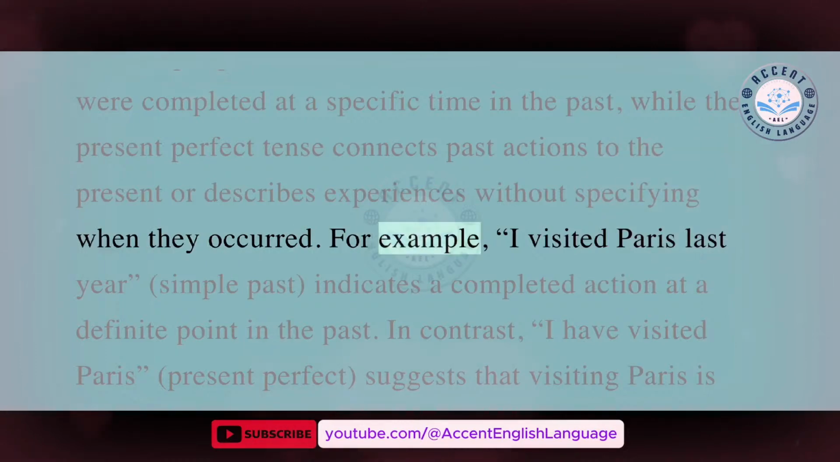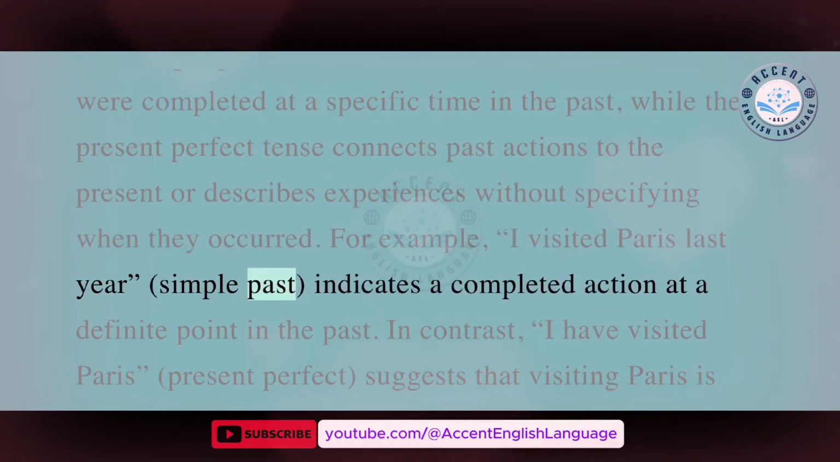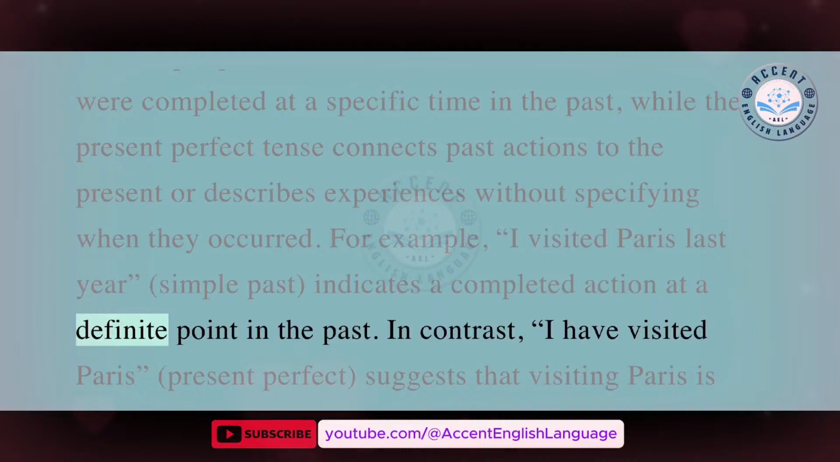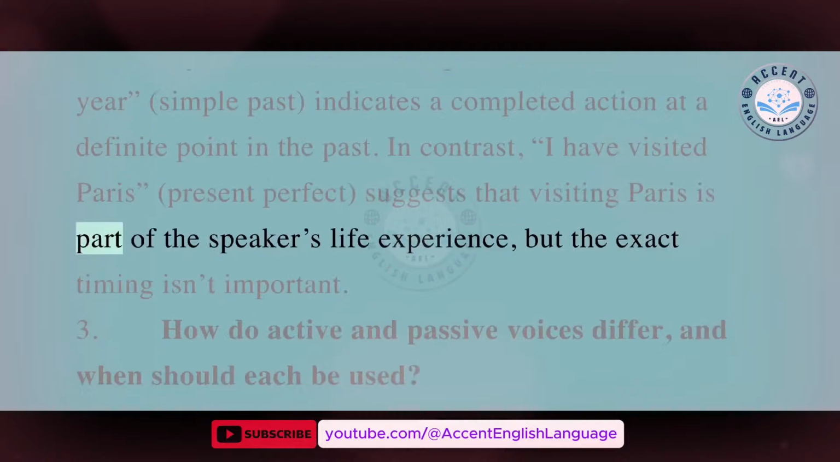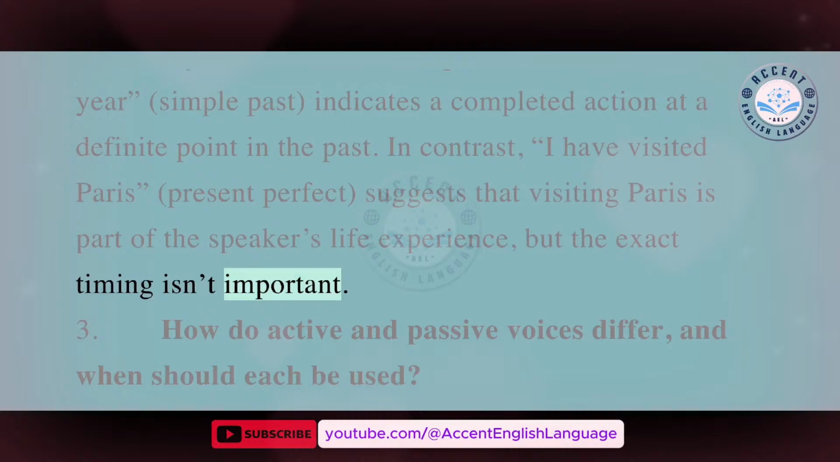For example, I visited Paris last year. Simple past indicates a completed action at a definite point in the past. In contrast, I have visited Paris, present perfect, suggests that visiting Paris is part of the speaker's life experience, but the exact timing isn't important.